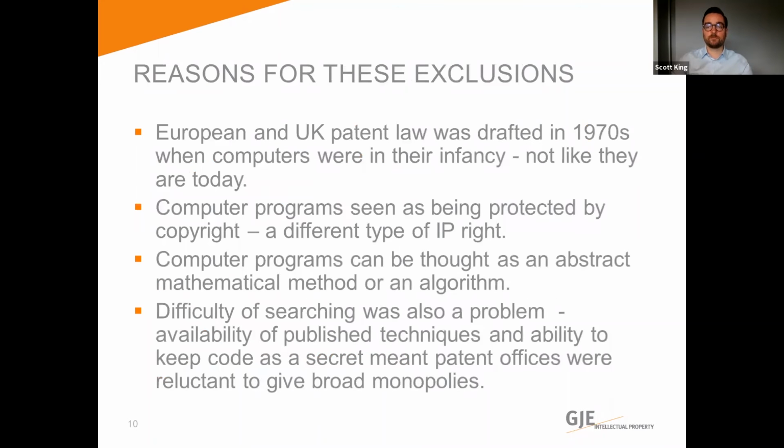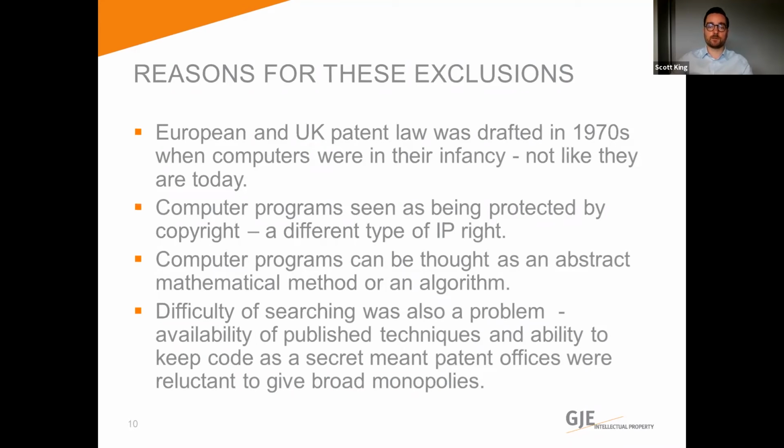So why are these software exclusions there? Well, you might think that some of these exclusions make perfect sense. For instance, a mathematical method or a scientific theory seem reasonable to exclude, as why should someone be allowed a monopoly on a new physics equation or mathematical proof? However, given that computer programs and software make up so much of technology, you can be forgiven for thinking that it's unreasonable to exclude this area.